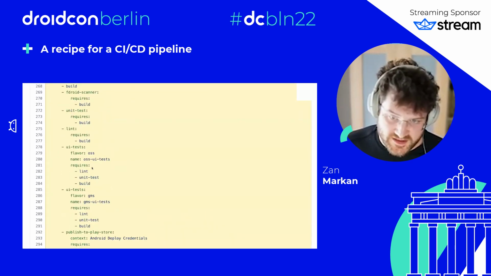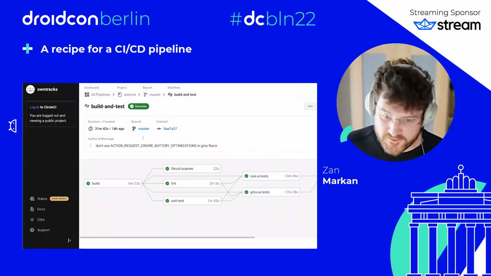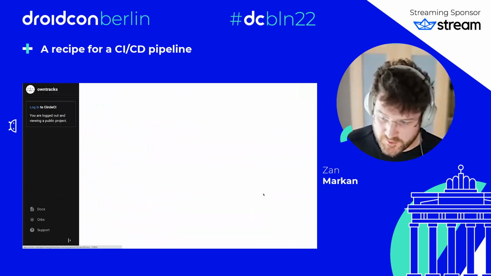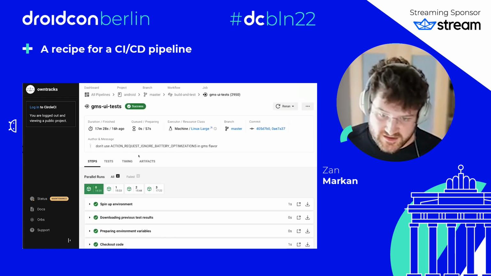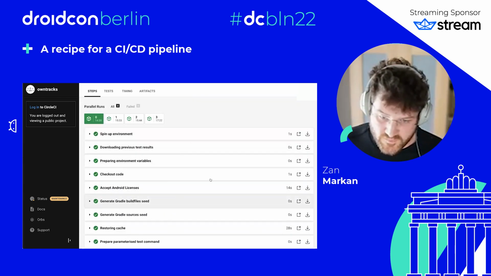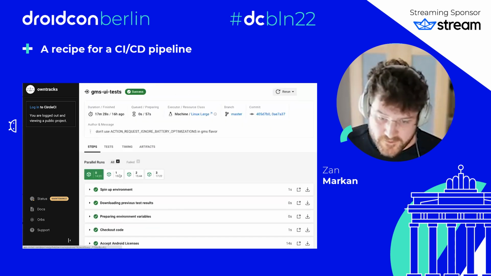orchestrated in this thing called the workflow, where you basically say, this is the flavor, this is the name of the flavor, and what needs to happen. And then obviously we have this in our GMS UI tests, and this is all being run. Then you can see that it's actually figured out the 4 different parallel runs.